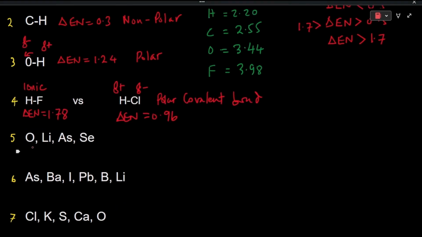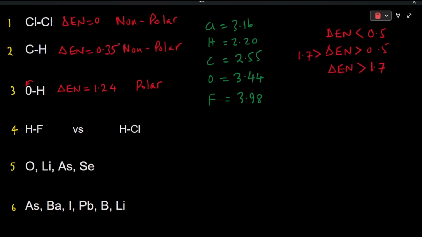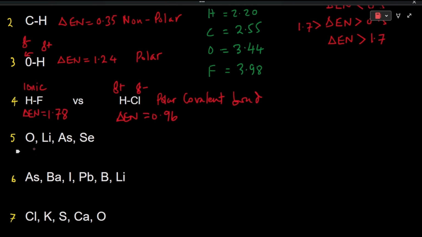Now, for question 5, 6, and 7, we are expected to put these set of elements in their order of increasing electronegativity values. Sorry, this is 0.35. Question 5, oxygen, lithium, arsenic, and selenium. Let's go ahead and locate these elements on the periodic table.